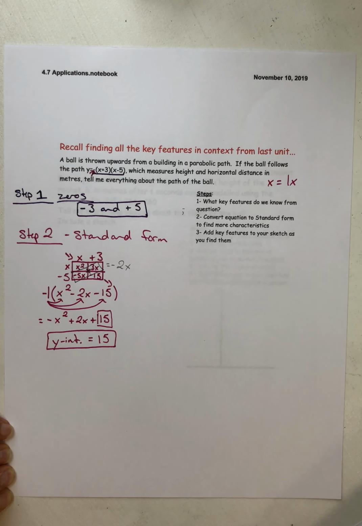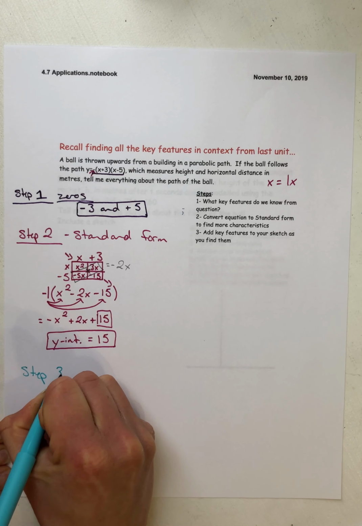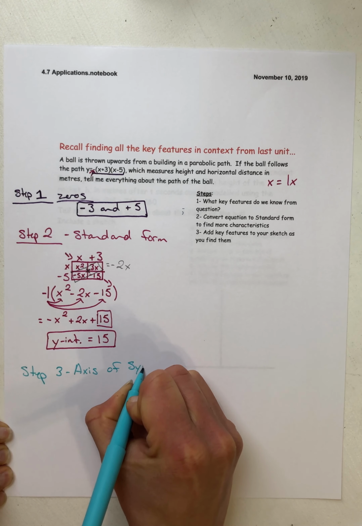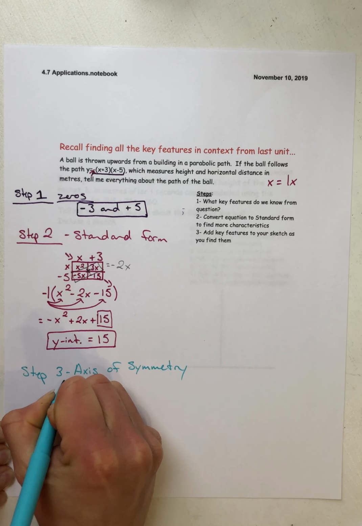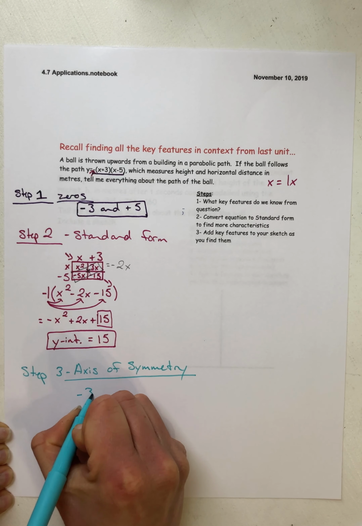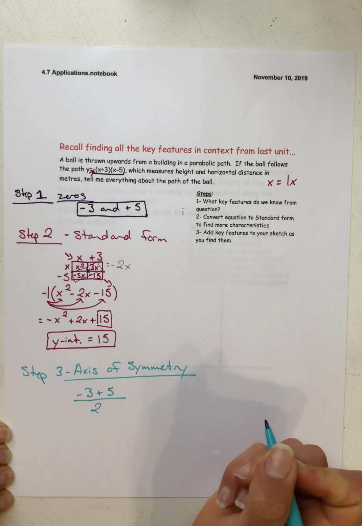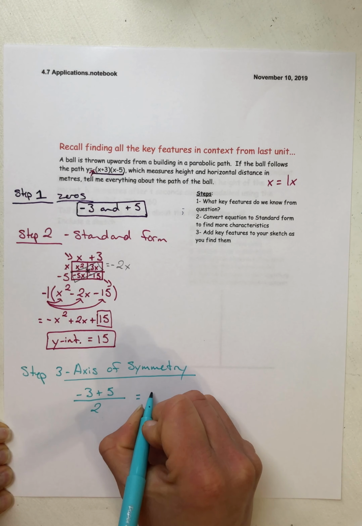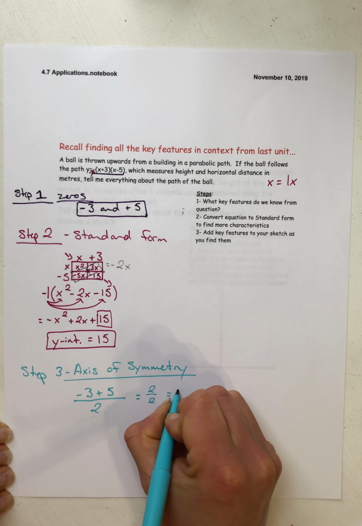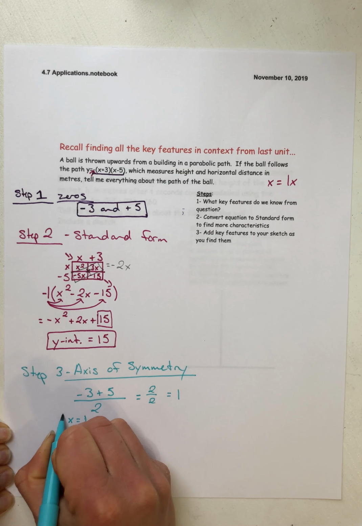And then our next step, just grab another color, is to find our axis of symmetry. And remember, to find our axis of symmetry, we add these two together, -3 plus 5, and divide it by 2. And we get 2 divided by 2, and 2 divided by 2 is just a 1. So our x is equal to 1.